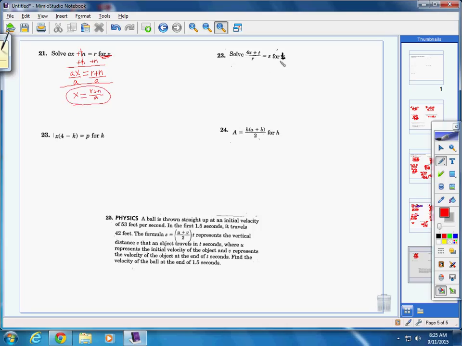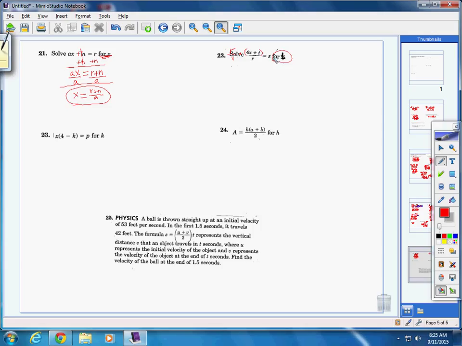On to 22 then. We want to solve for t. We want to isolate t. So, in order to get to what's up here in this numerator, we need to first get rid of the denominator. So, this is divided by r. So, on both sides of our equation, let's multiply. That's times r, or r over 1, on both sides of our equation.